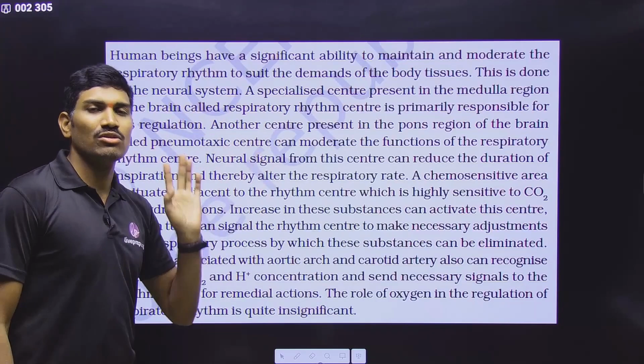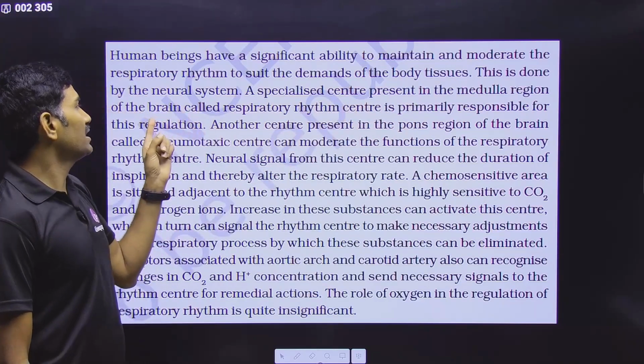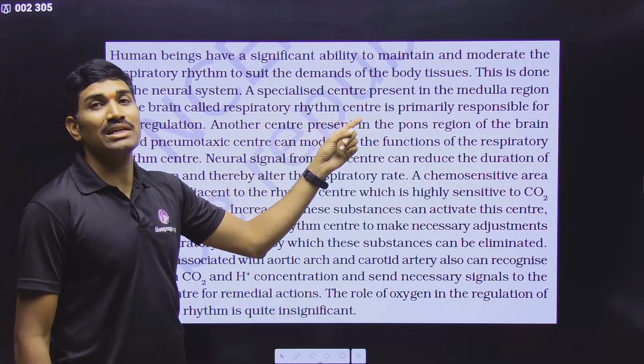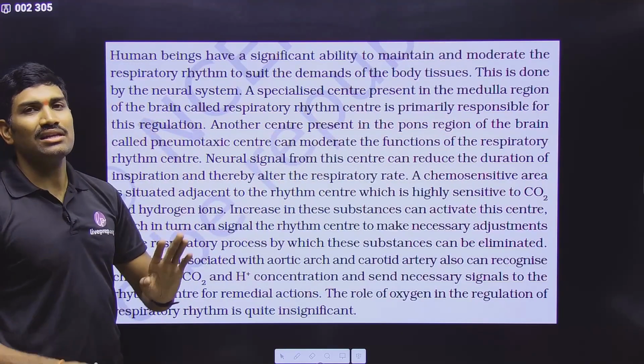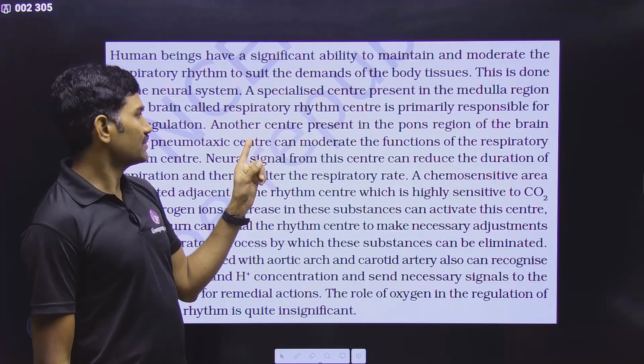So ultimately, it is under the control of neural control. A specialized center present in the medulla region, medulla oblongata of the brain, called the respiratory rhythm center, is primarily responsible for this regulation. So normal regulation will be done by the respiratory rhythm center.